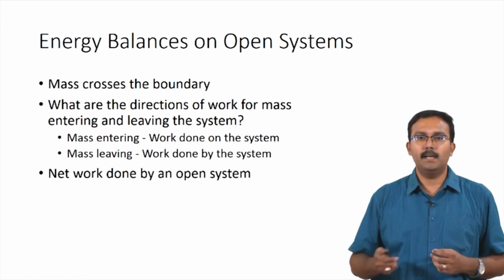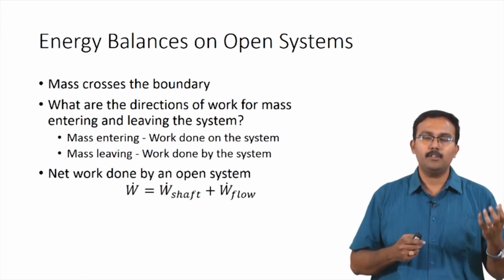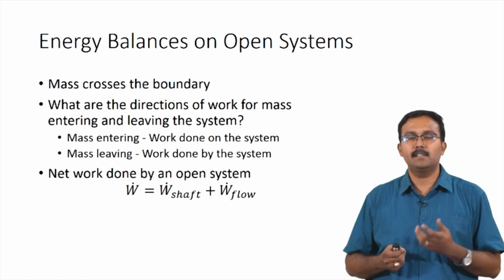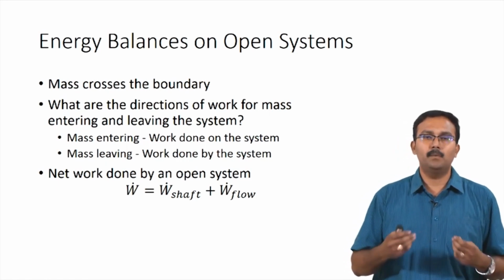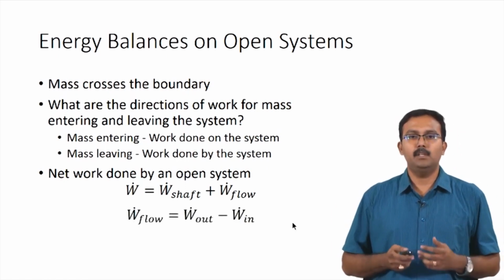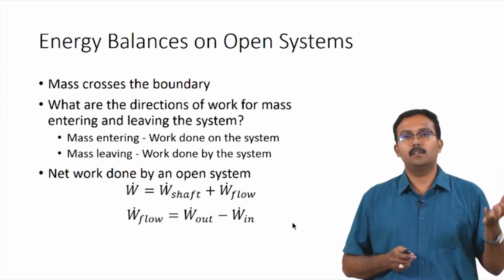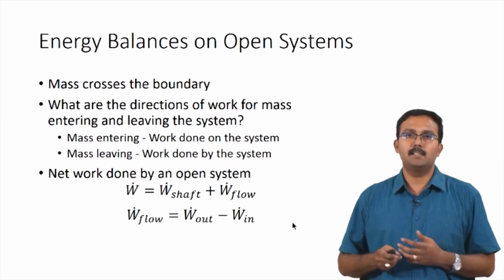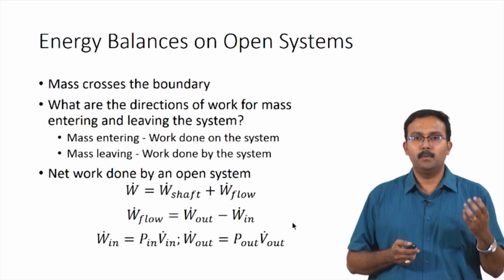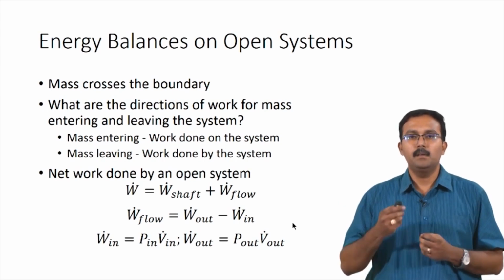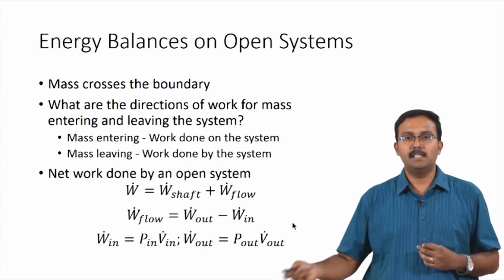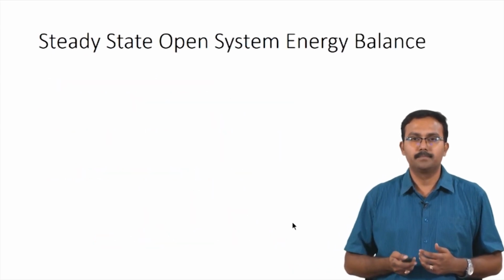So, the net work done by an open system would be the summation of shaft work and flow work. The effect of work because of mass entering and leaving the system is called flow work. Shaft work is the work which is done either to move a piston or rotate a shaft and so on. Change in flow work can actually be calculated as the flow work for the mass leaving the system minus the flow work for the mass entering the system. The work in, or W dot in, would be P in times V dot in, and the flow work for the mass leaving the system would be P out times V dot out.